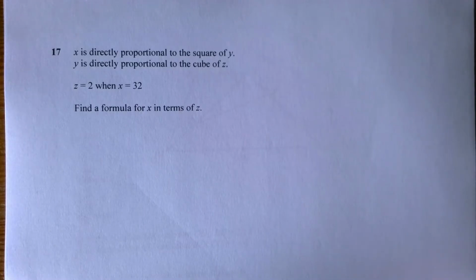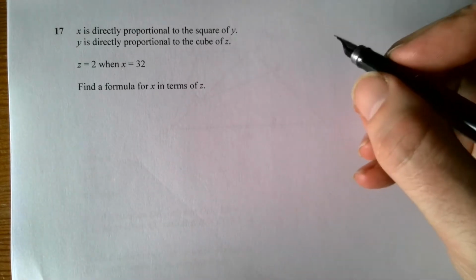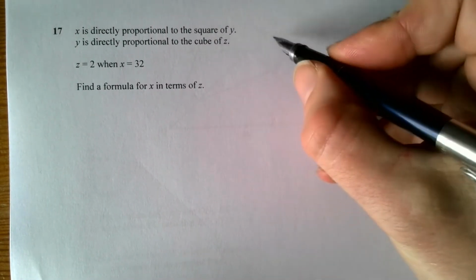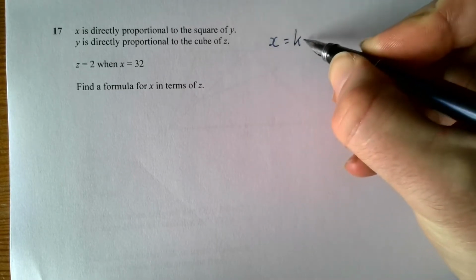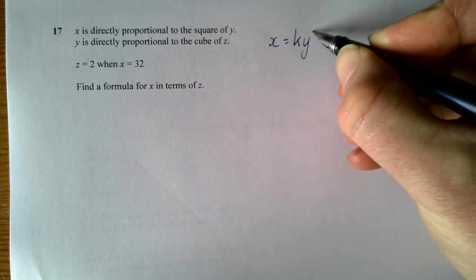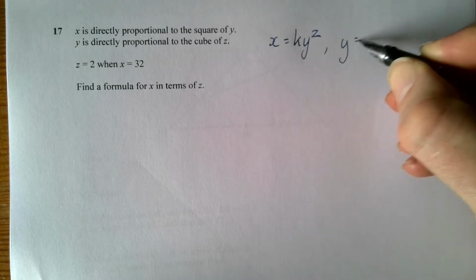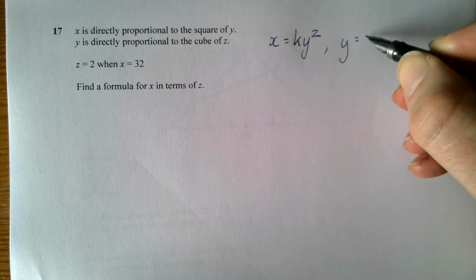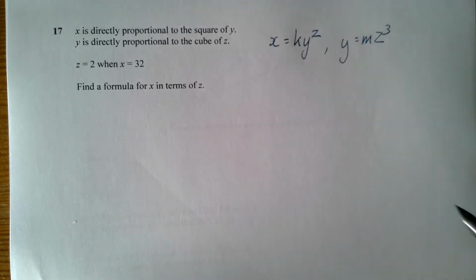Right, so x is directly proportional to the square of y, and y is directly proportional to the cube of z. I've not seen one quite like this before, so let's just start off by doing what I would normally do, which is to say, if it's directly proportional to the square of it, I know it's going to be equal to a number, which we normally call k, times y squared. As far as y is concerned, that's always going to equal, well, we can't call it k because it's going to be something else, so let's call it m, times z cubed, because it's the cube of it.